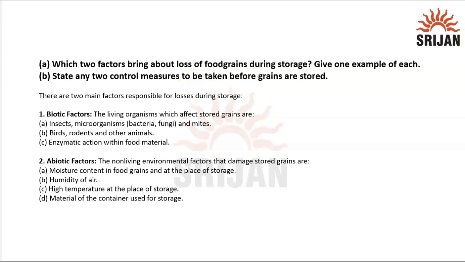Hello students. So today the question that we have with us says: which two factors bring about loss of food grains during the storage, and give one example of each. And the second part of this question says: state any two control measures that have to be taken before grains are stored. So in this particular question, first of all, what you need to understand is we need to talk about the storage of the food grain, as you can see.